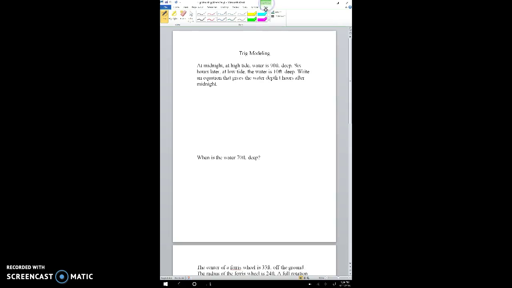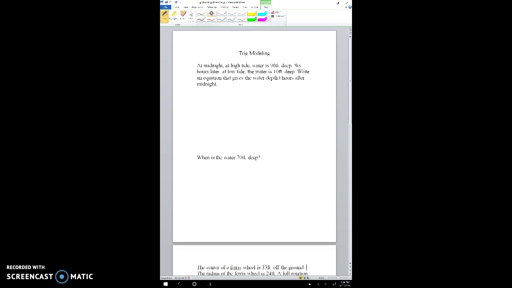Okay. This is the rundown on the trig modeling packet. Essentially, this entire section of the unit is about ungraphing. So if you have not already done the graphing section, you need to do that in order to be able to do this. Okay, so the problems on the test look like this.